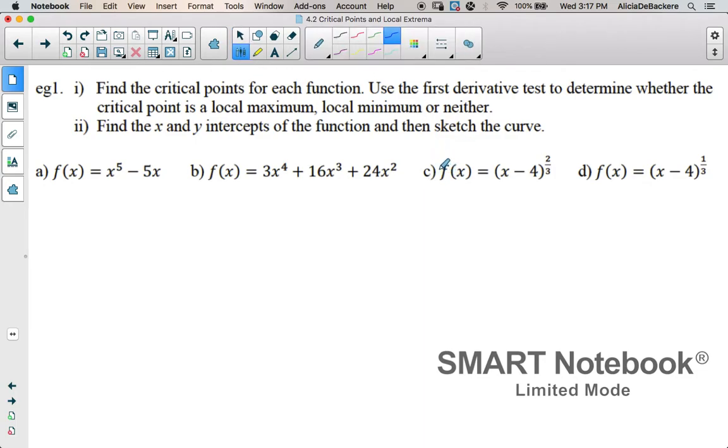Okay, so finishing up example 1, we're going to take a look at equation C next. So this one looks a little bit different. We've got a fractional exponent, so we're going to explore that. And notice that the equation for C and the equation for D are very similar, just that the fractional exponent is different.